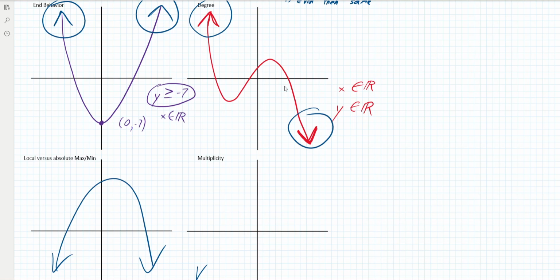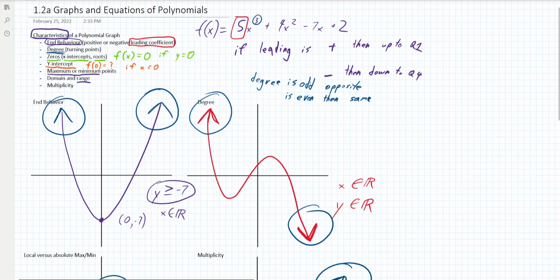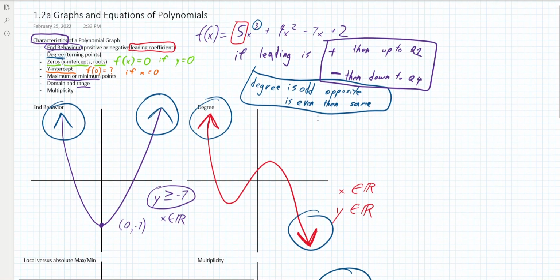Okay? Whereas, instead, this would be an odd degree because, again, they're going in different directions. So, depending on the direction, we know the degree is odd or even. This is huge. Okay? And depending on the direction at the end, we know if the leading coefficient is positive or negative.